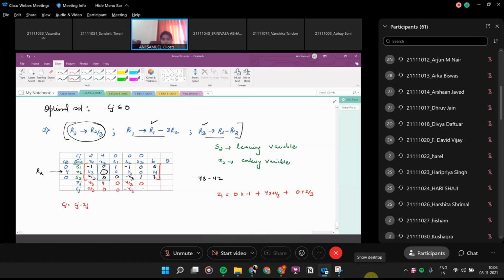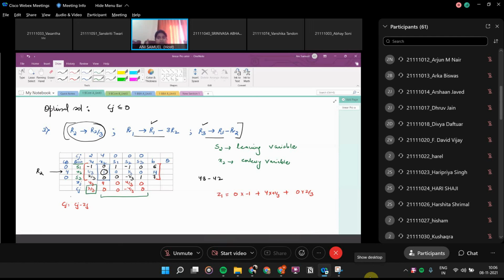Minus 4 by 3 and 0. Clear, everyone? Yes. But again, as you can see, this number is positive. Others are either 0 or negative, but this is positive. So I have to again do the iteration in order to get the optimal solution.